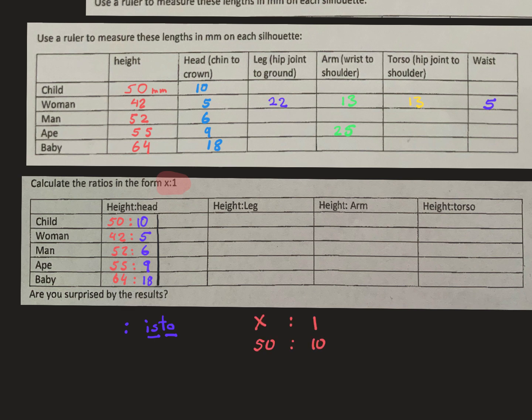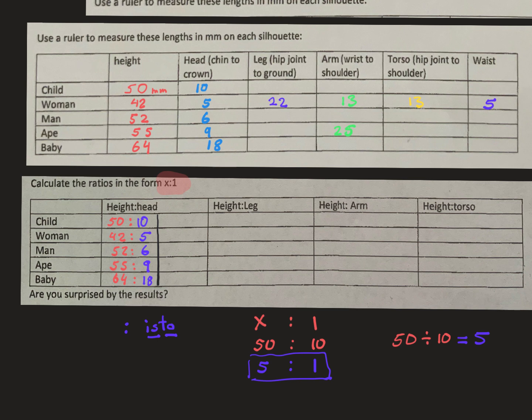If I divide 50 by 10, I will be able to find the answer for that something, which is x. And 50 divided by 10 gives me 5 is to 1, because 50 divided by 10 is 5. So instead of 50 to 10, we have a new scale of 5 is to 1.